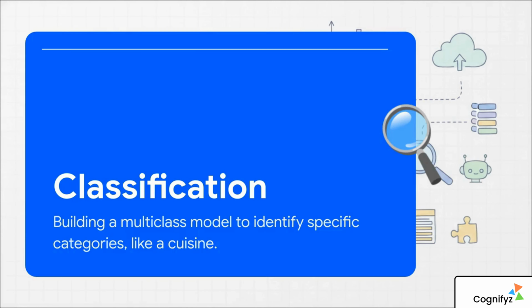The objective here is to build a multi-class classification model to identify a restaurant's cuisines. You'll start with data pre-processing and label encoding, then hit that train test split. The algorithms you'll deploy this time are logistic regression and random forest. And because this is classification, your evaluation metrics completely change.